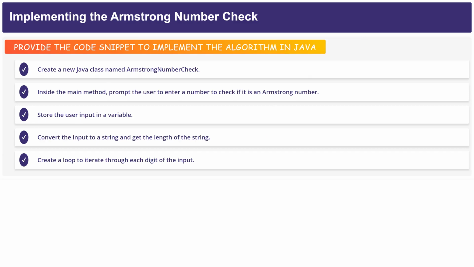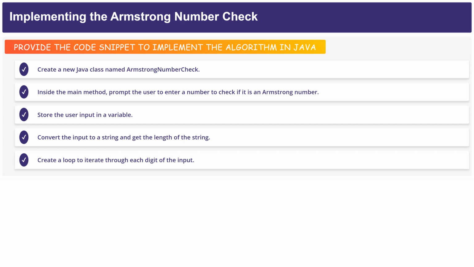Let's implement the algorithm in Java to check whether a number is an Armstrong number. To implement the algorithm in Java, the code snippet provided in this slide will help you get started. First, create a new Java class named ArmstrongNumberCheck. Inside the main method of this class, prompt the user to enter a number to check if it is an Armstrong number. Store the user input in a variable.